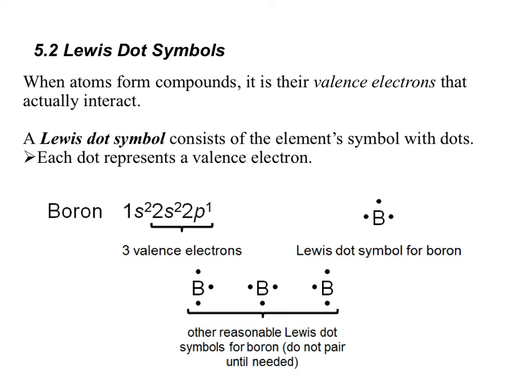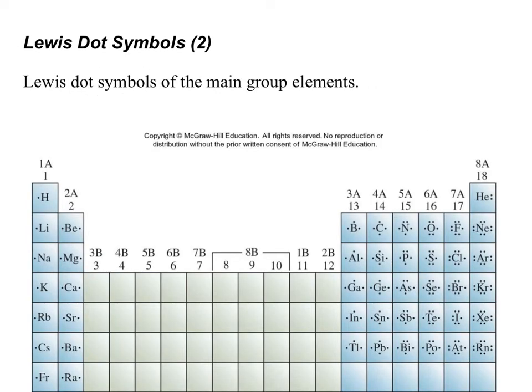It does not really matter where you put those electrons around the boron, as long as you do not pair them unless you need to with a different atom. Here are the Lewis dot symbols of the main group elements. You may notice that the pattern of dots is always the same as you go down the group, which makes sense because the groups are designated by the electron configurations, and therefore each element in a group should have the same number of valence electrons.